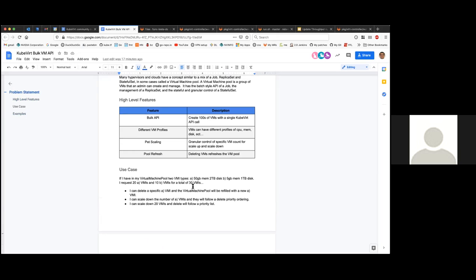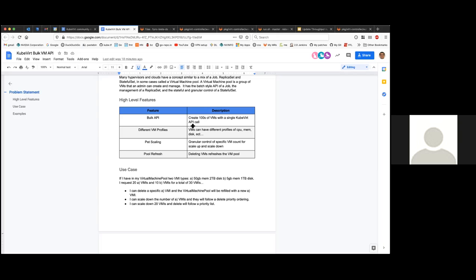I'm trying to understand the difference between, I'm sorry, I know we went over this, just to bring context back. What was the difference between this and the virtual machine instance replica set that we have today? What are the core differences that we're looking at here?